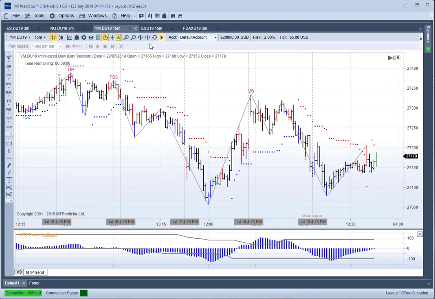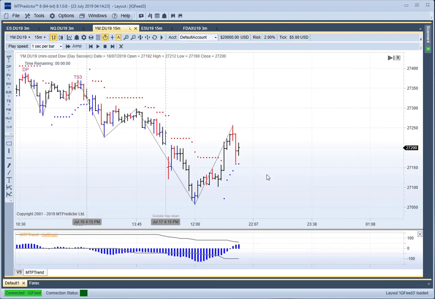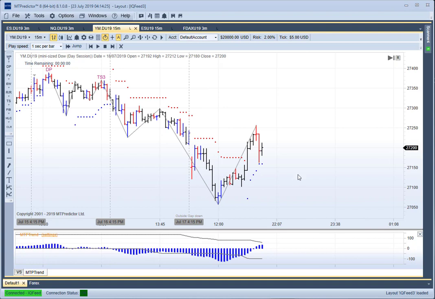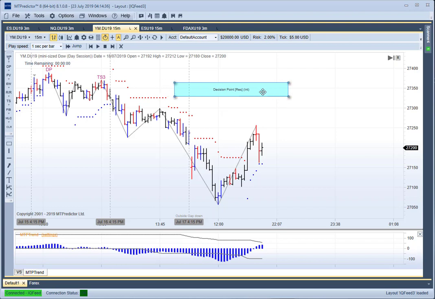So I just want to use training mode in our MTPredictor version 8, and I want to go back to before Friday even opened. So this is the latter part of Thursday the 18th, and you can see here we had the last swing into the low. So this is the low here. This is the last swing into the low. So we go back to this last pivot, we right mouse click, we do decision point. This gives us an area of potential resistance. But can you see how it was on the chart before Friday even opened, before the day even started?